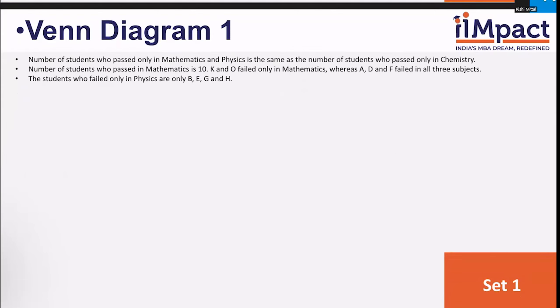What does clue number one tell me? The number of students who passed only in mathematics and physics. Okay, so let's first make our Venn diagram. As we said, we will be making a diagram of students who have failed. Okay.